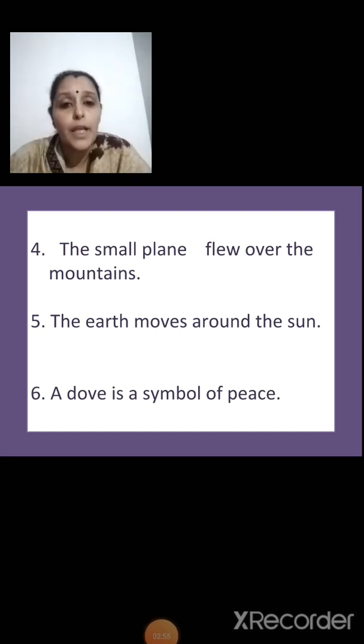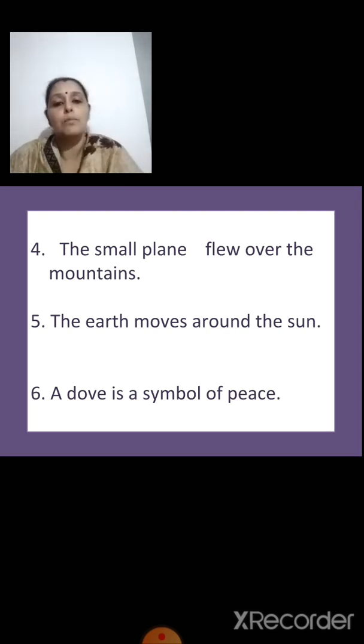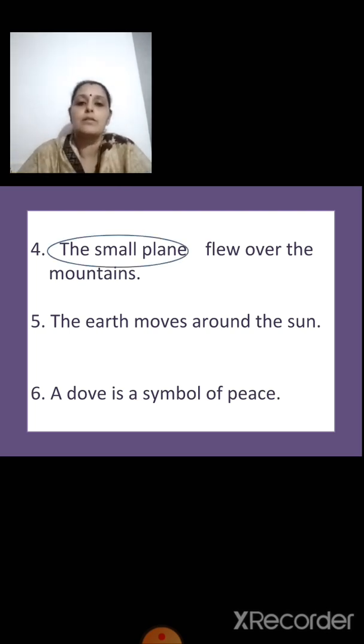The small plane flew over the mountains. So, what will the subject be over here? The small plane. So, we will circle the subject here. Flew over the mountains. So, flew over the mountains is the predicate, and we are going to underline the predicate. Yes?